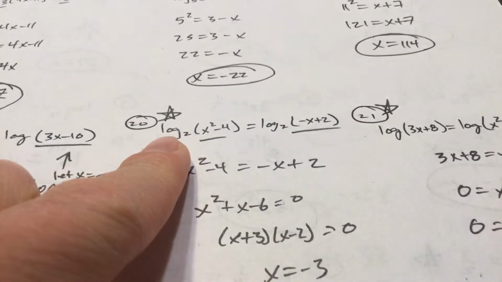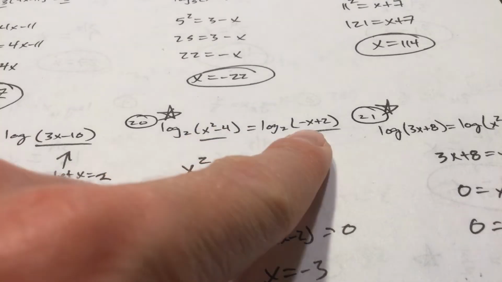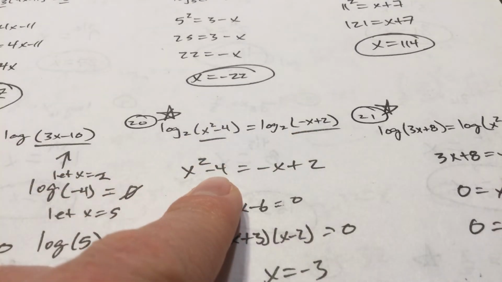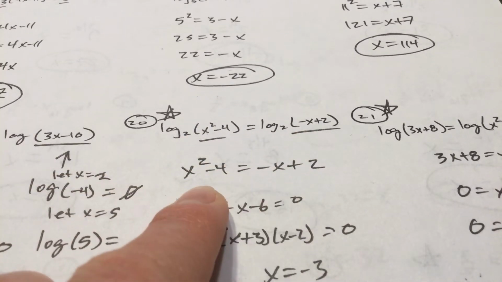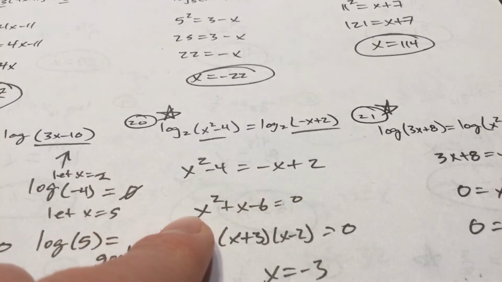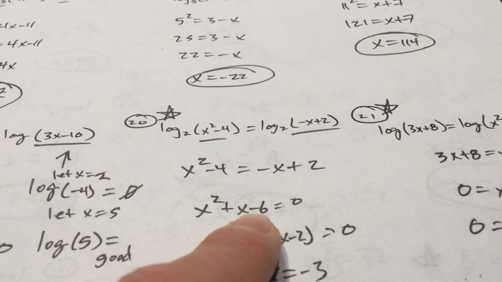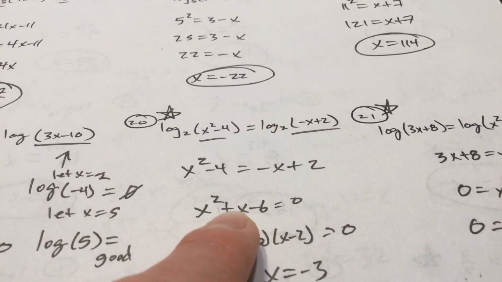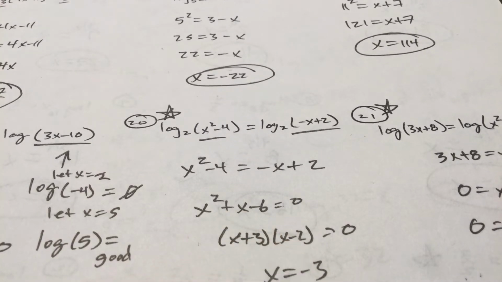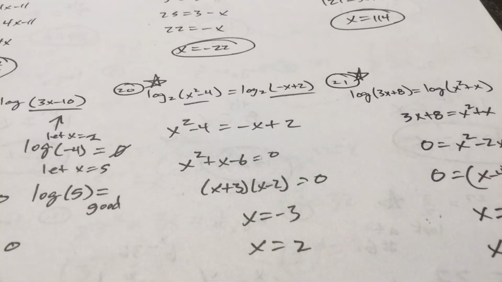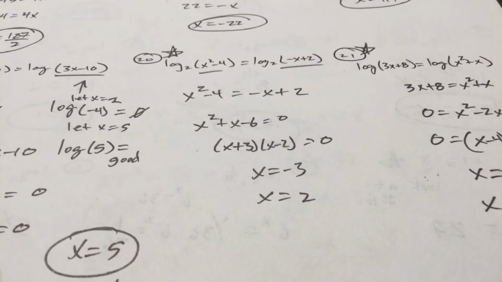Number 20, do the same thing. Log base 2, so those two parentheses must be equal to each other. Set them equal to each other, move the negative x over, move the 2 over. So you've got x squared plus x minus 2. Multiplies to 6, differs by 1: positive 3, -2. You get two answers, x equals -3 and x equals 2, and I forgot to check my answers.